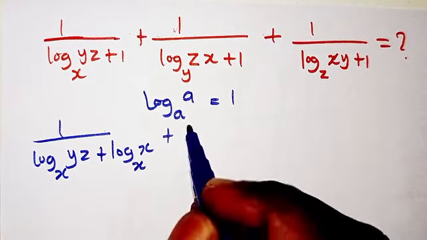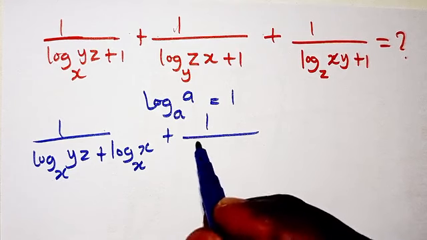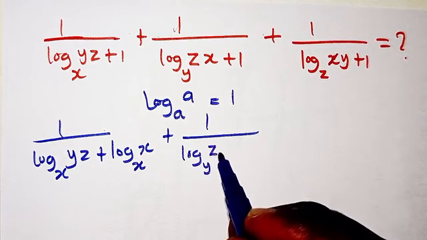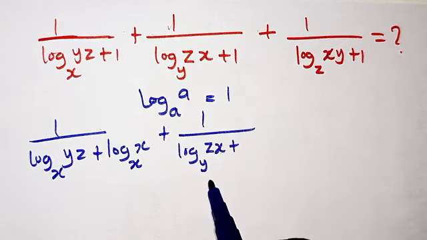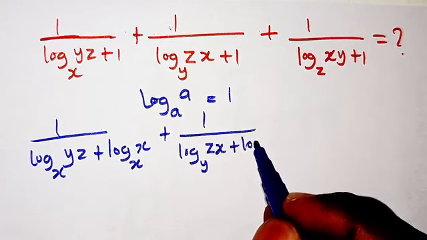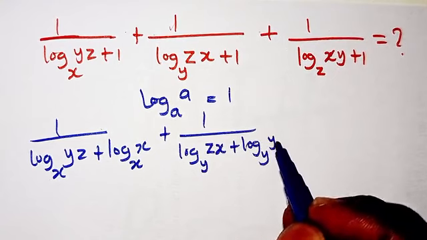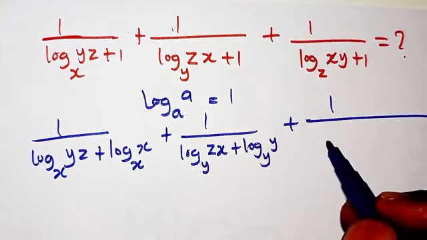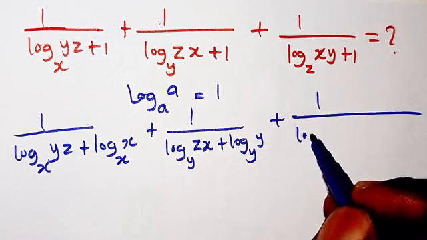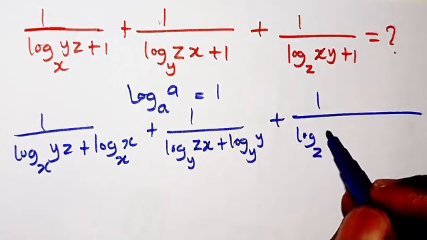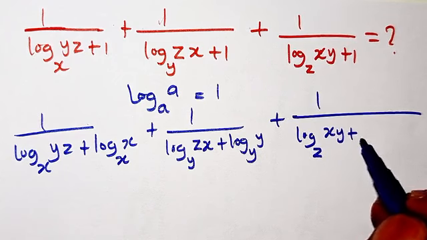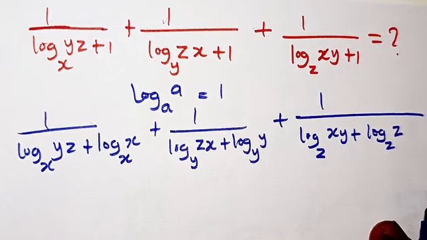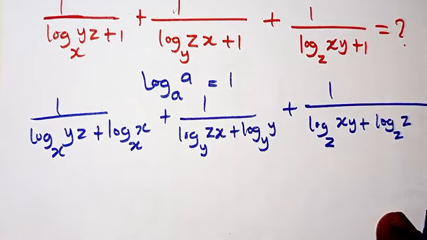Then we do the same thing here: 1 over log base y of xyz, plus the same thing with respect to base y, log base y of y. Then plus, here also we do the same thing: 1 over log base z of xyz, plus log base z of z, because that will give us 1. So now we move on.